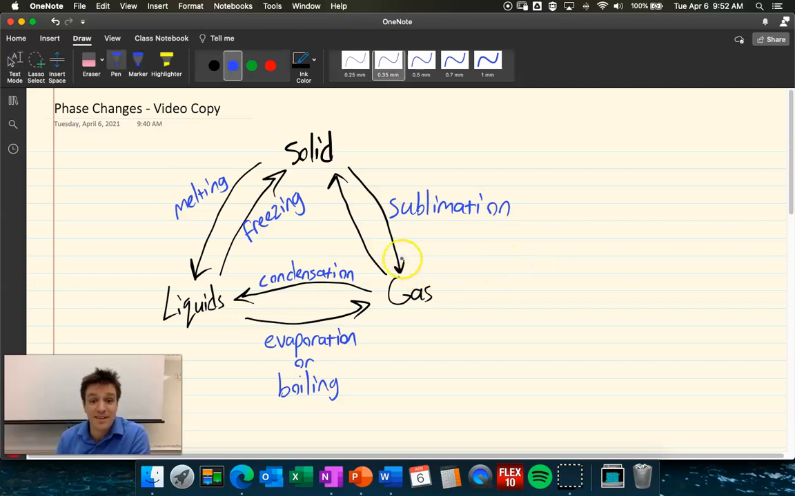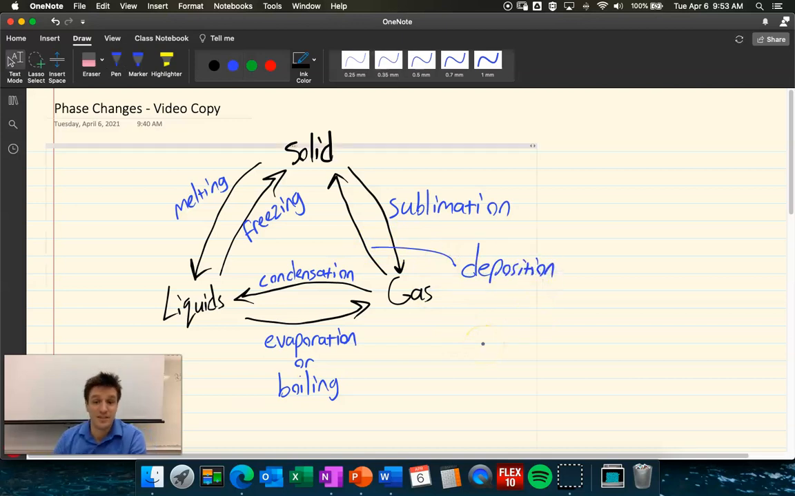Okay? The opposite process can happen. You can take a gas and turn it directly into a solid without the condensation or freezing in between. Okay, that's called deposition. And I'm going to run out of space to write this down, so I'm going to put it out here. Deposition.